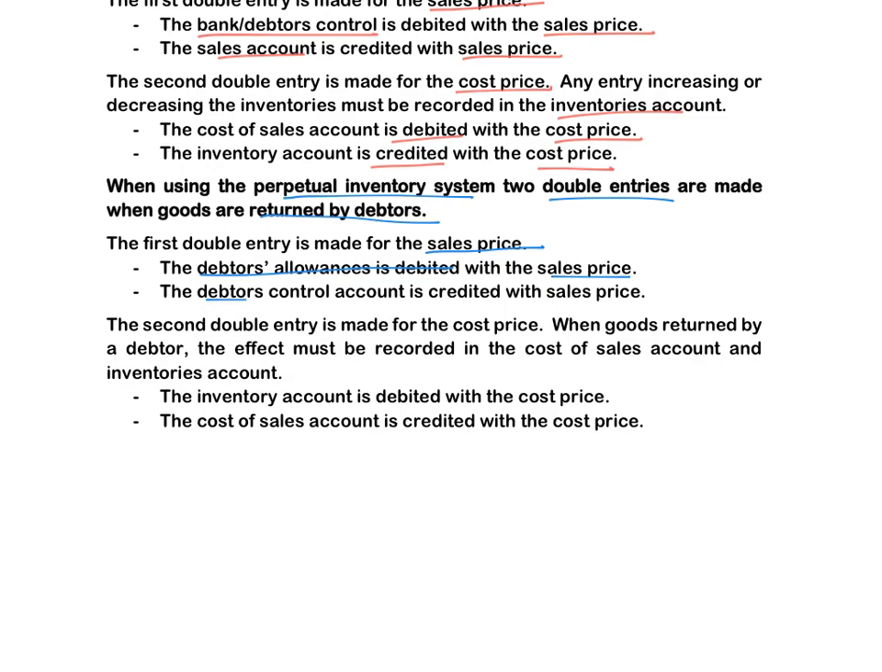The debtors control account is credited with the sales price to decrease the amount of the debtor, because he owes less money. The second double entry will be recorded at cost price. The inventory account is debited because we increase the inventory with the cost price if it's returned. Cost of sales, that is the expense, will be credited to decrease the cost of sales account with the cost price.